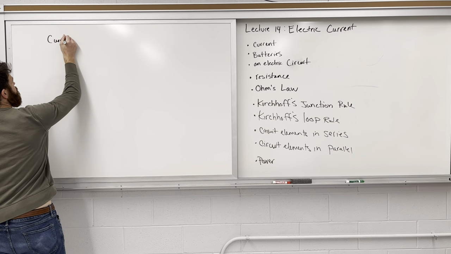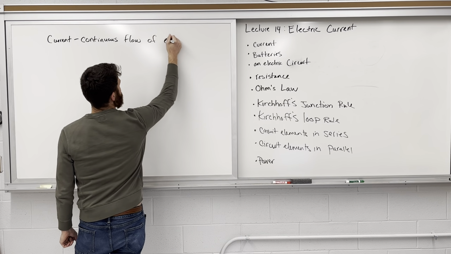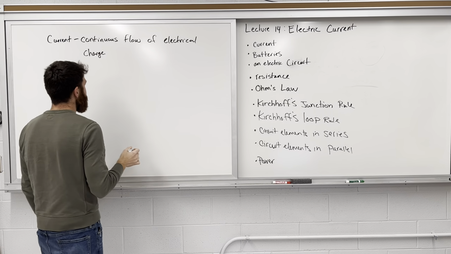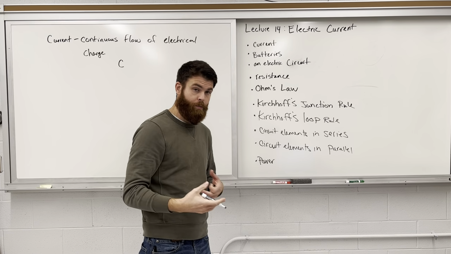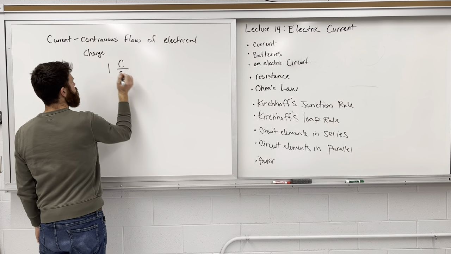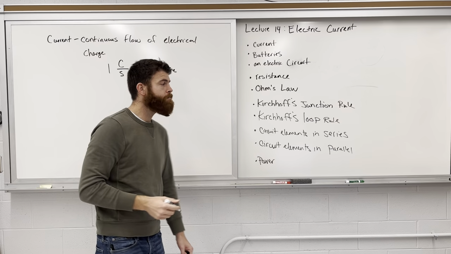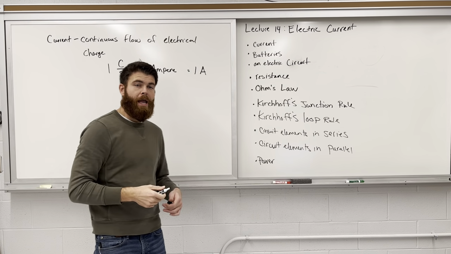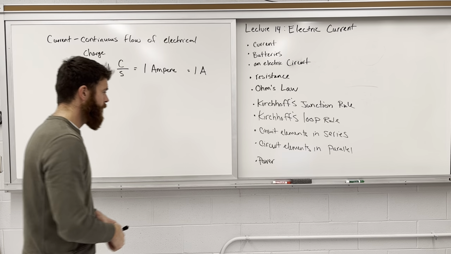So, current, as I said, the continuous flow of electrical charge. And so, if we would measure the amount of charge, that would be in units of coulombs. And we want to know how much charge is moving through per unit time. And so it's coulombs per second. And we call 1 coulomb per second 1 ampere, or amp for short. We abbreviate amps with A. Okay, so amperes or amps are the unit of current that we use in electrical circuits. And so 1 ampere is 1 coulomb per second.